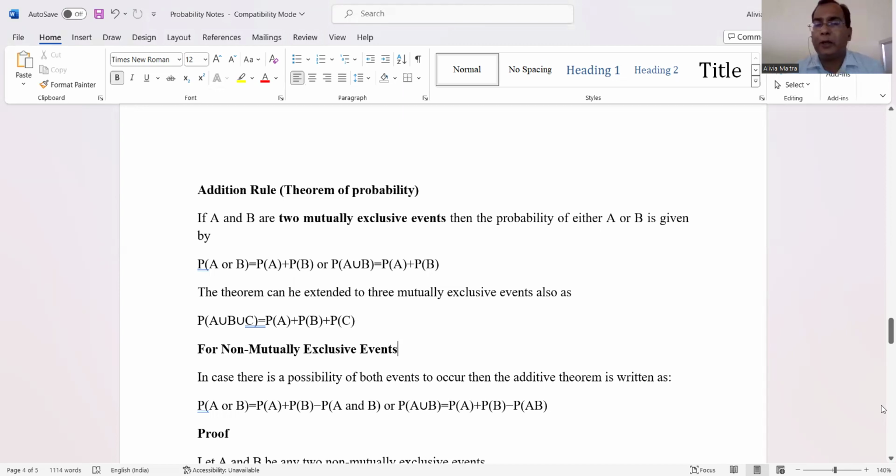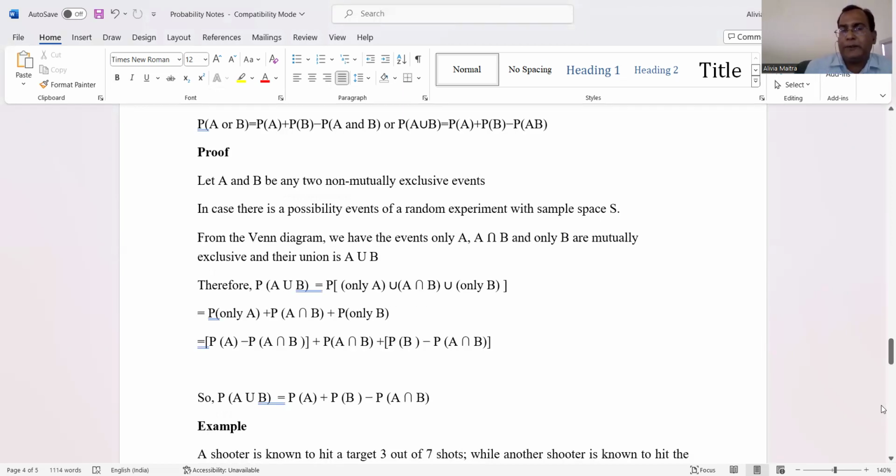So let us see how we can prove this theorem. Suppose that the two events A and B are any two non-mutually exclusive events. So we are taking case number 2, in which the two events A and B are non-mutually exclusive events of a random experiment with sample space S.